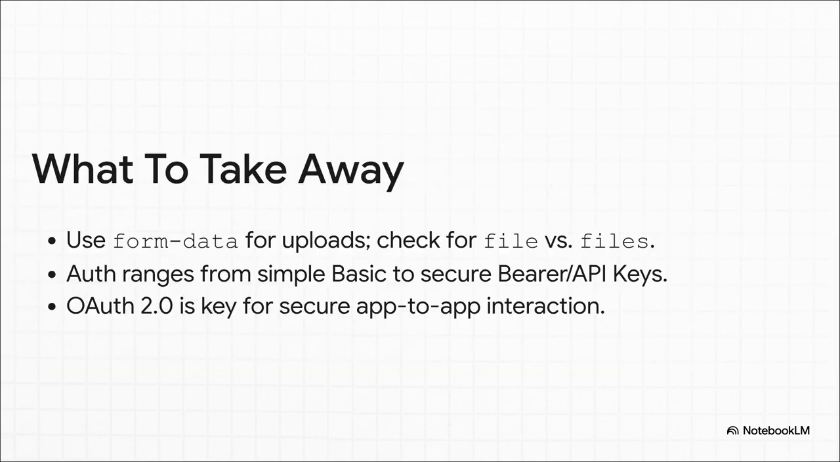Okay, so let's boil all that down. What are the big takeaways? Number 1. For file uploads, form data is your friend. And for the love of all that is holy, double-check if the key is file or files. Number 2. Authentication isn't one size fits all. It can be as simple as basic auth or as robust as bearer tokens. And number 3. OAuth 2.0 is the gold standard for letting different apps talk to each other securely without you ever having to share your password.